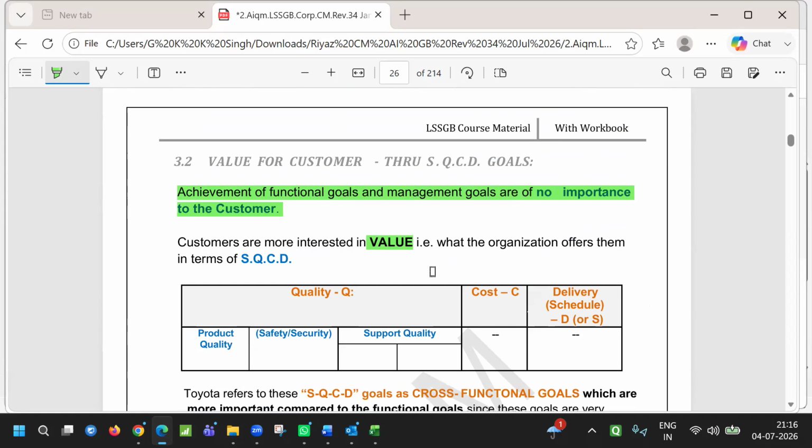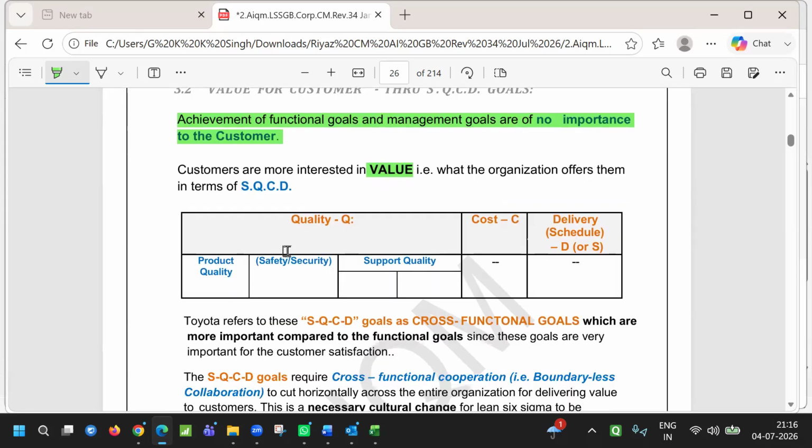Customers are more interested in value. So how do we deliver value to the customer? That is through delivering the QCD. Now this concept has come in Six Sigma from Toyota. This was initially introduced by Toyota. So, which is called QCD, or it's also called SQCD.